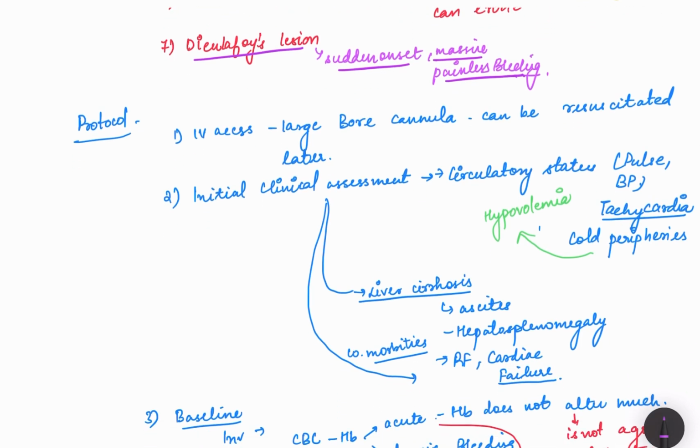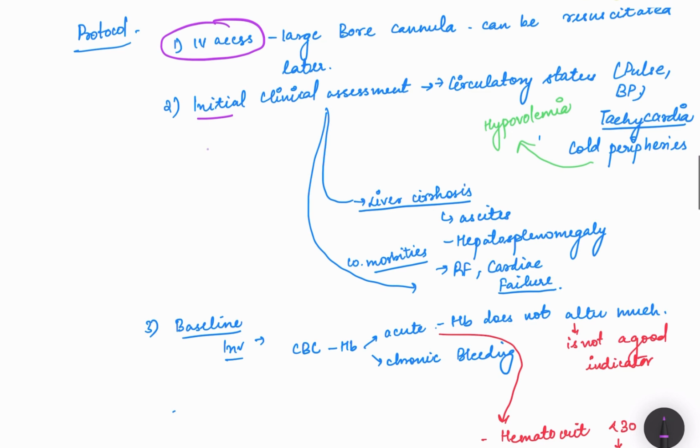So what protocols can we perform for the patient? First we will provide IV access. IV access, like we will place a large bore cannula in the patient, and the patient can be resuscitated later. Second is initial clinical assessment. We can do circulatory assessment, liver assessment, and comorbidity assessment, like pulse, BP, tachycardia, or whether the person has cold peripheries. For liver cirrhosis, we can look for ascites and hepatosplenomegaly, and comorbidities like renal failure, cardiac failure.